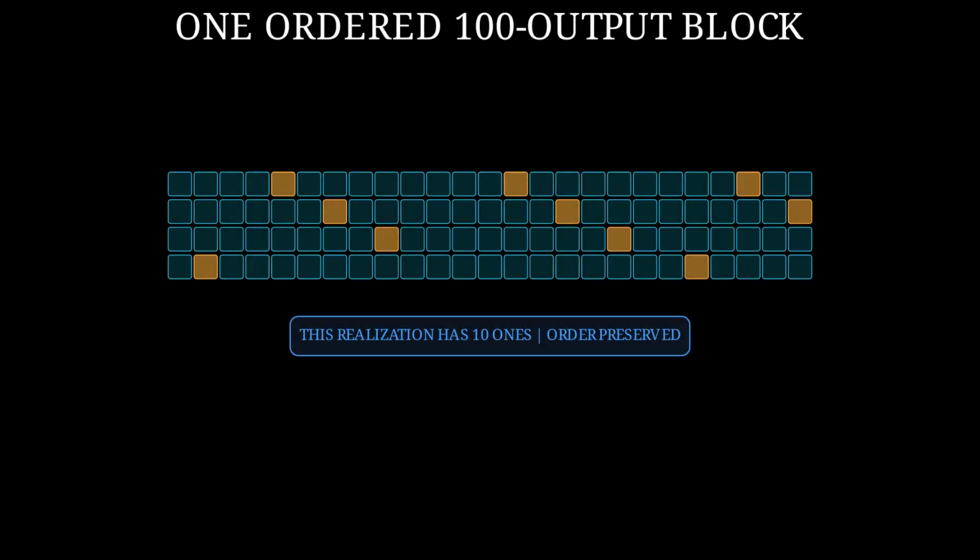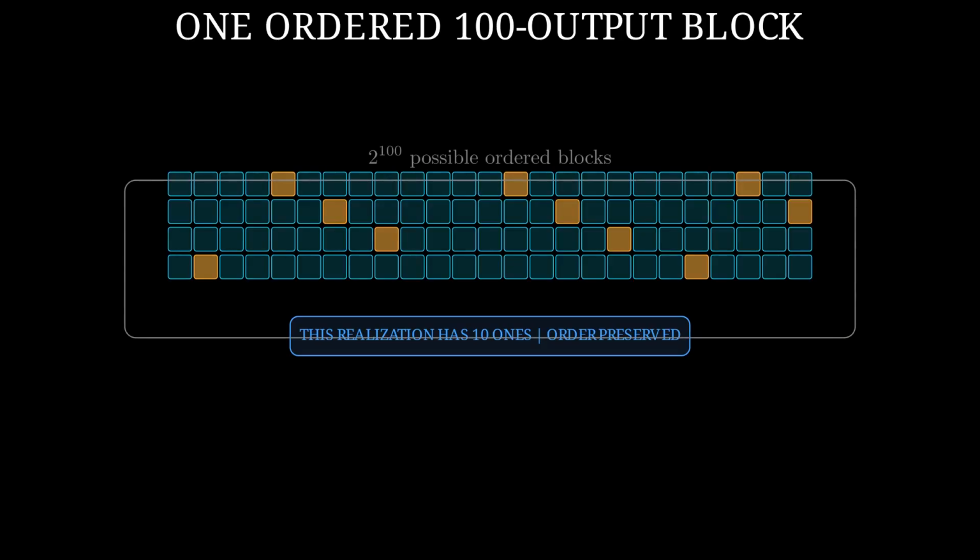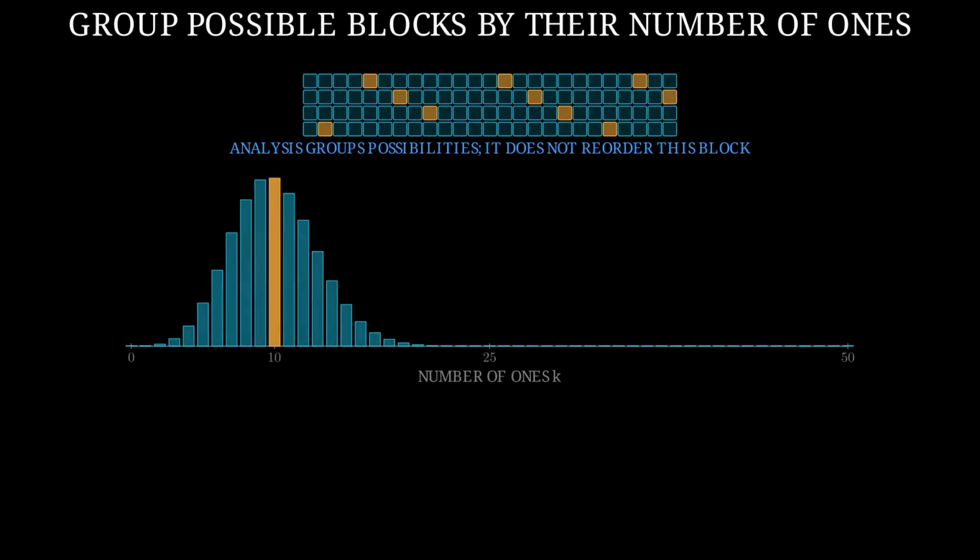Return to a block of 100 outputs. This particular illustration contains 10 ones, but the source does not promise exactly 10. Every one of the 2 to the 100 ordered binary sequences remains possible and must have an exact representation. For analysis, group possible blocks by their number of ones without rearranging any realized message.